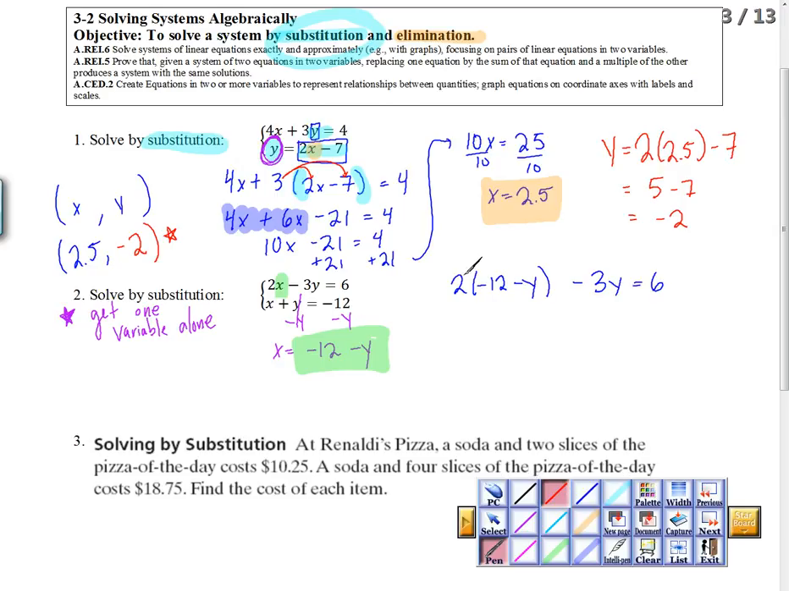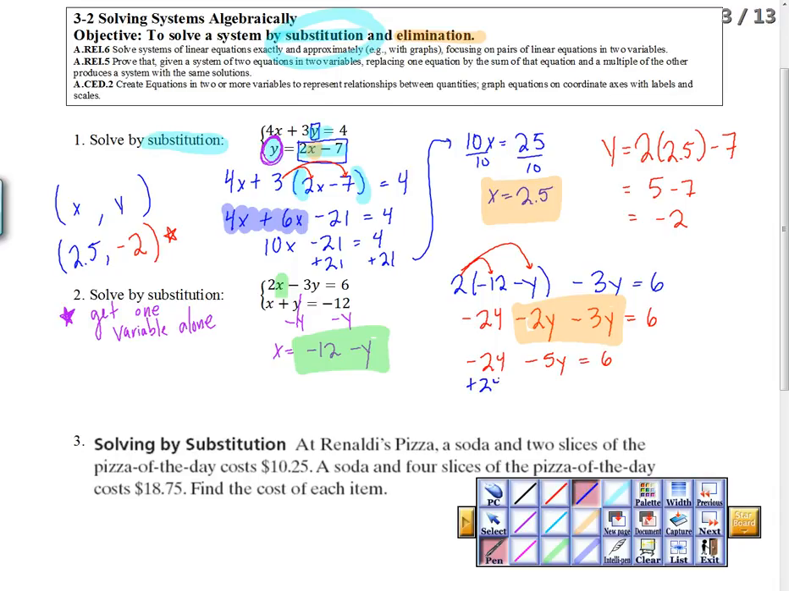So my next step would be distributing. Don't lose these though. 2 times the negative 12 gives me negative 24. 2 times negative y would give me negative 2y. I still bring my minus 3y down, and that's equal to 6. Then I'm just solving an algebra problem. So combine like terms: negative 2y and negative 3y. I have negative 24, that didn't change. Negative 2 plus a negative 3 would give me negative 5y equals 6.